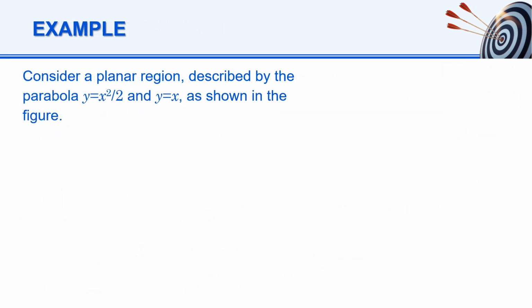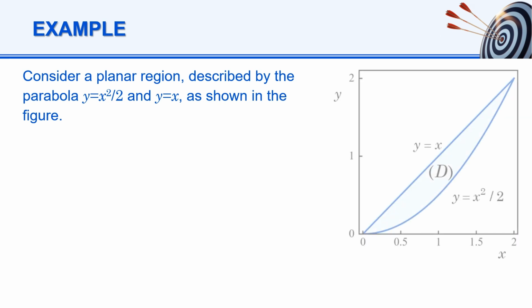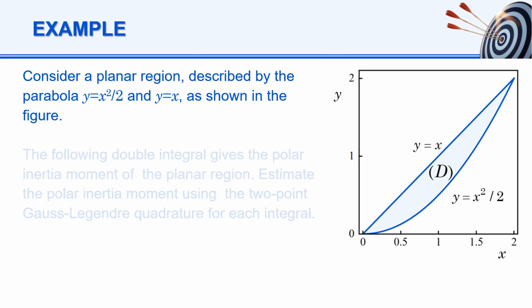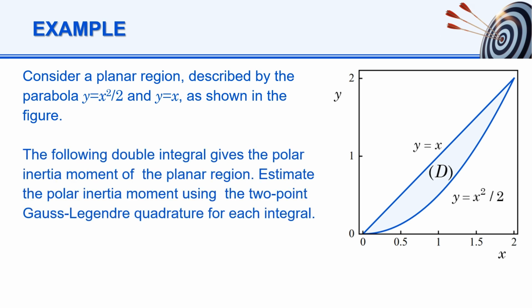Let us consider a planar region, described by the parabola y equals x squared over 2 and the line y equals x, as shown in the figure. The following double integral gives the polar inertia moment of the planar region. We wish to estimate the polar inertia moment using the two-point Gauss-Legendre quadrature for each integral.